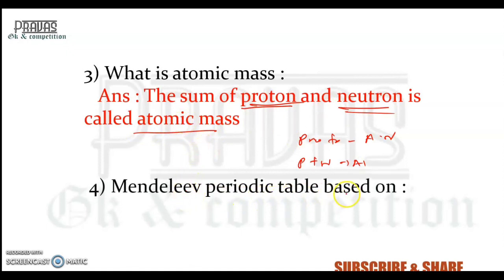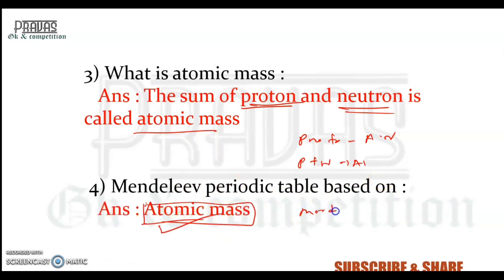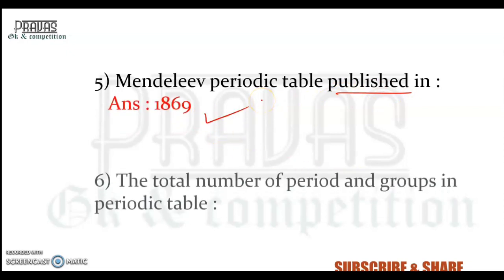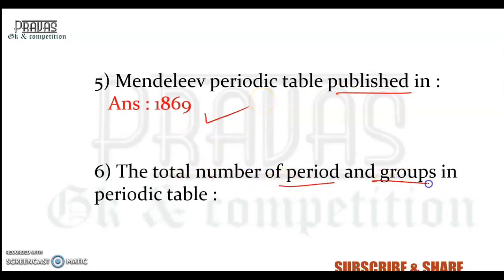Mendeleev periodic table is based on. The Mendeleev periodic table is based on atomic mass. Remember, and the modern periodic table is based on the atomic number. Mendeleev periodic table is published in 1869. The total number of periods and groups in modern periodic table are 7 and 18. That is, the number of periods is 7 and the number of groups is 18.